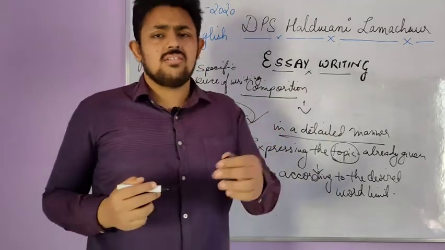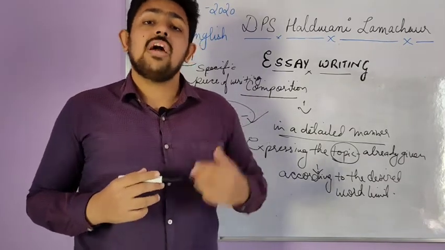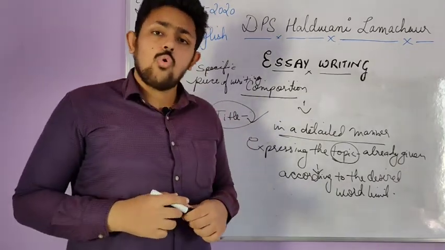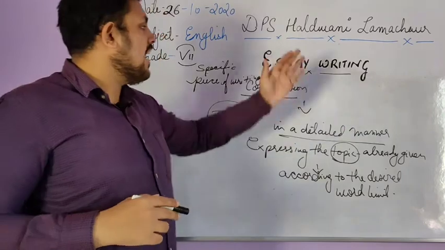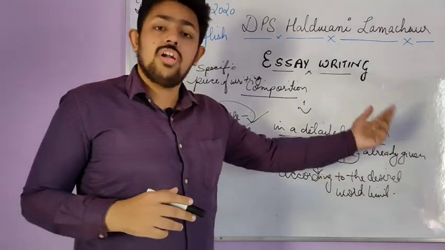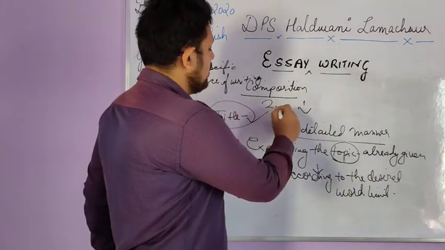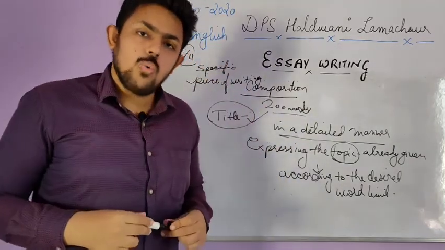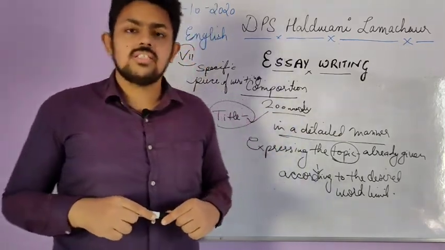Maybe before the title, if your writing is very poor, the first impression will be from the writing. If your writing is very good, from the writing. But the title also plays a very vital role, so we have to see that. So this is a general description. An essay is a writing composition in a detailed manner, expressing the topic already given according to the desired word limit. Suppose it is given, write in 200 words. So you must write within those 200 words. You must not exceed, you must not be less than 200 words. So this is a very simple thing.